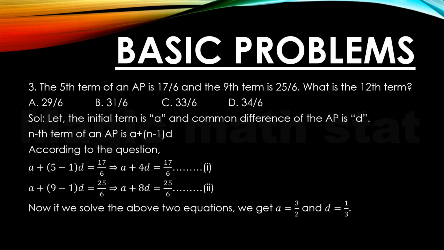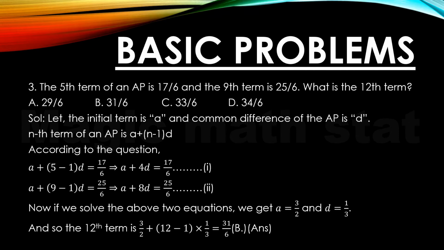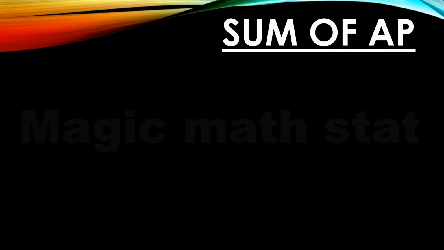Now take your pen and paper and solve these two equations using any equation solving technique. You will get A equals 3 by 2 and D equals 1 by 3. And so the 12th term is 3 by 2 plus 12 minus 1 times 1 by 3 equals 31 by 6. That is the option known as B. Now we will look at sum of AP.